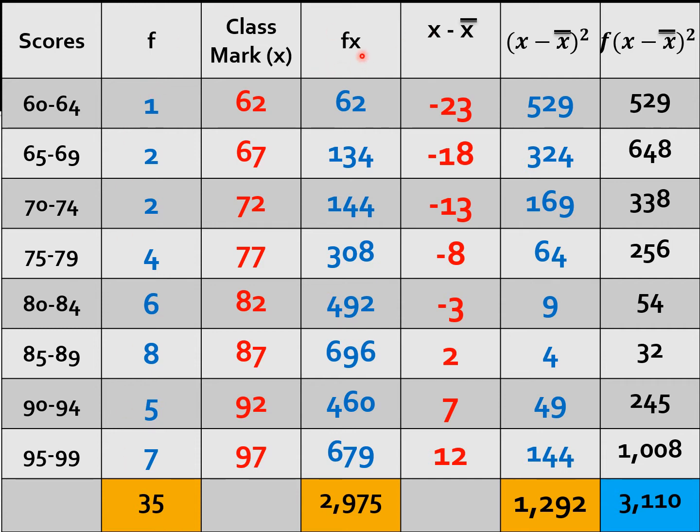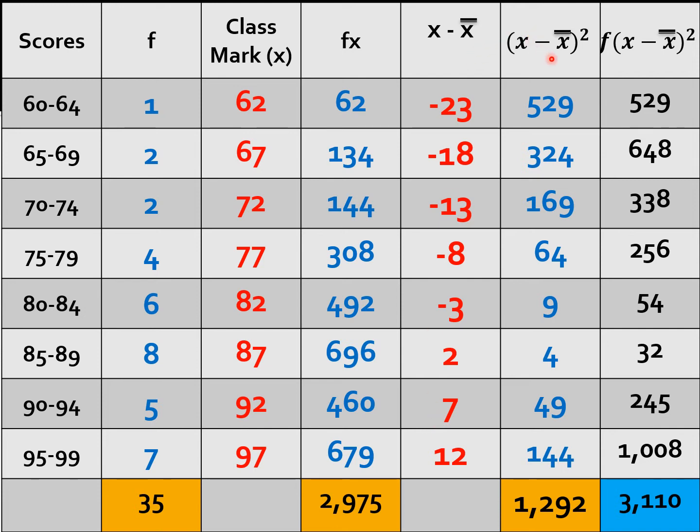And then we have frequency times class mark. So 1 times 62, we have 62 here. Okay, 2 times 67, 134, and so on. And then get the total as well. For this one, we have negative 23 because x minus the sample mean. The computed sample mean is 85, right? So 62 minus 85 will give us negative 23. 67 minus 85 will give us negative 18, and so on.